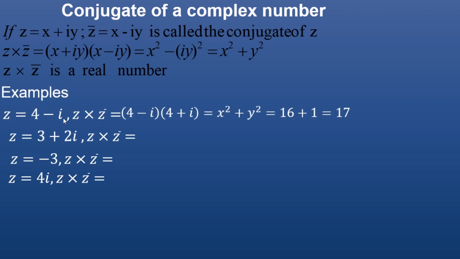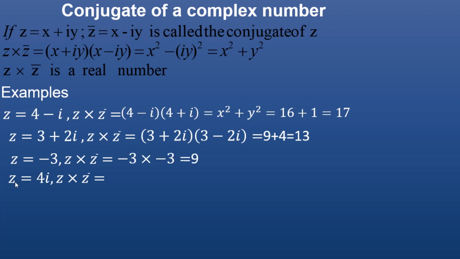Example: z equals 4 minus i. Z times z bar, 4 minus i into 4 plus i equals 16 plus 1, 17. The same for 3 plus 2i: 9 plus 4, 13. For z equals minus 3, minus 3 squared plus 0 squared, 9. For z equals 4i, the real part here is 0, 0 squared plus 4 squared, 16.